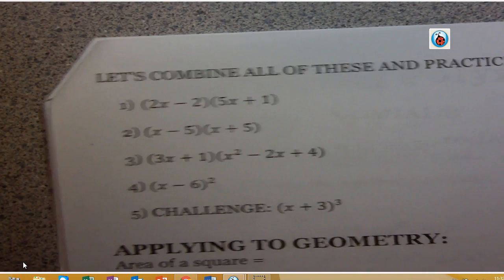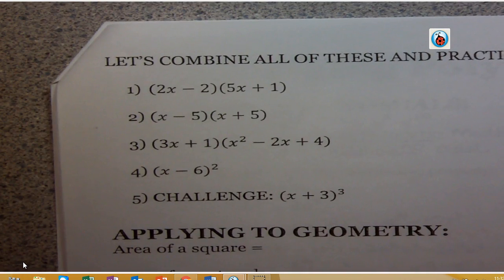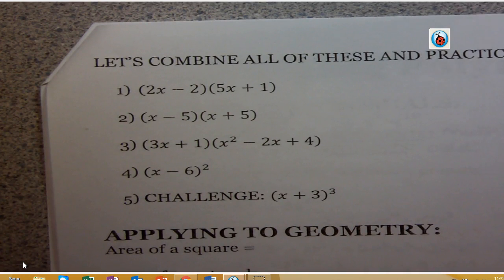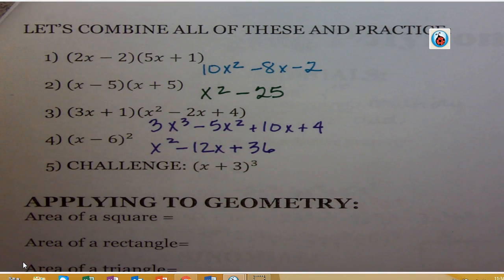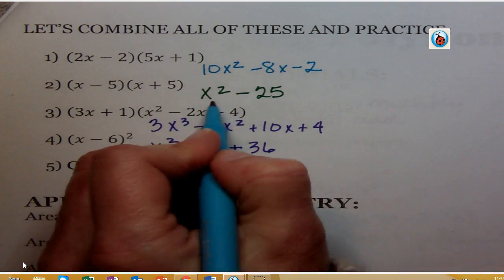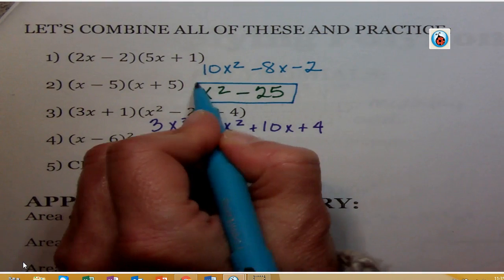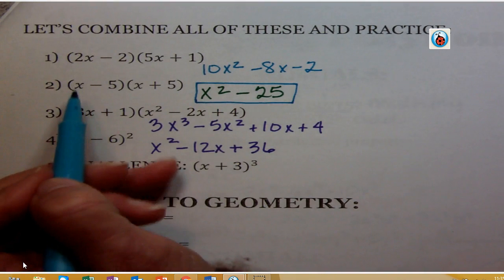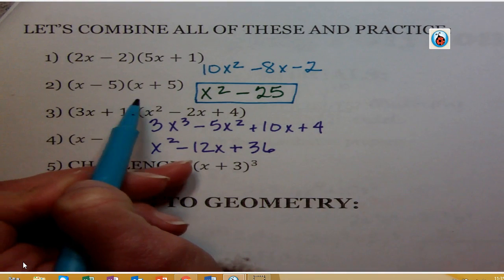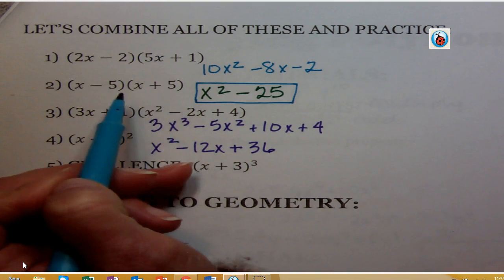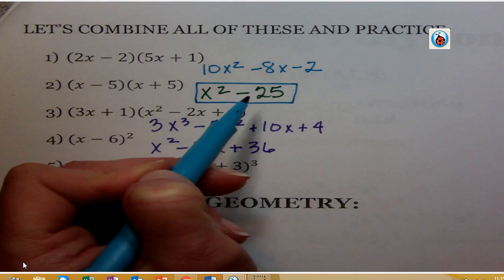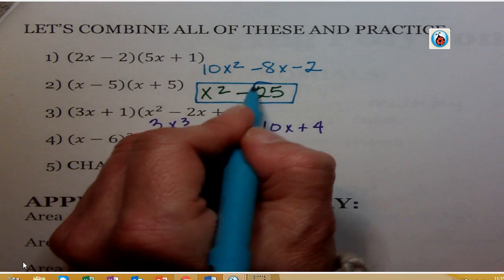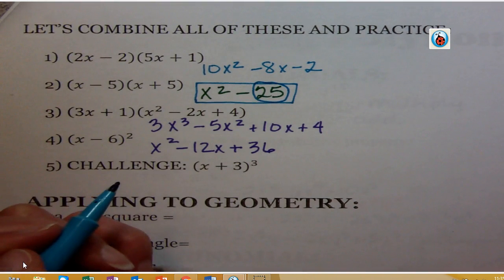Here are ones that you need to work through on your own. I'll give you the answers to those, but work through those on your own. Okay, so here are the answers to those 4 problems. This one you'll notice is where you've got the x minus a number and then x plus a number. They're going to cancel each other out, so this is always going to be the perfect square of the 2 numbers.